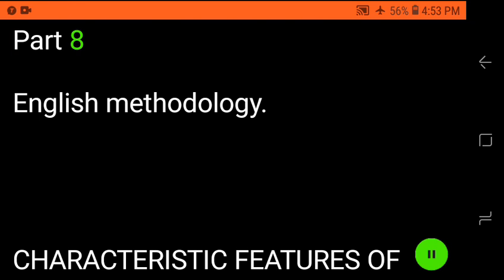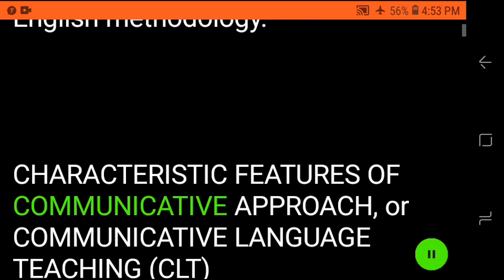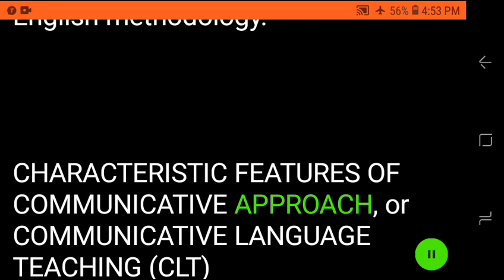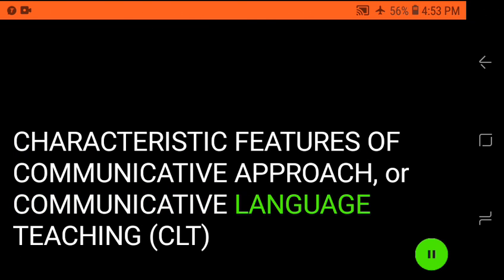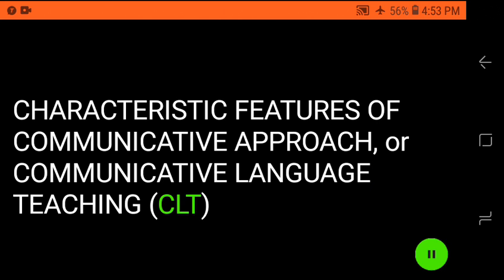Part 8. English Methodology. Characteristic features of communicative approach or communicative language teaching, CLT.